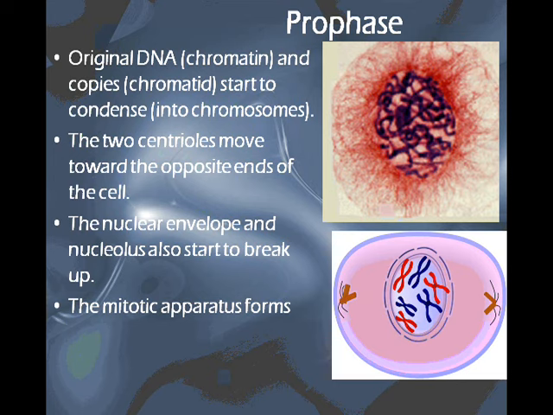During prophase, the original DNA, which is the chromatin, copy and is already copied, that's the chromatid, starts to condense into chromosomes. So throughout interphase, it's in the loose form or its chromatin form, and then in prophase, it condenses into chromosomes. At this stage, we also see the centrioles move toward the opposite poles of the cell. Those are the churro-looking bits right there. The nuclear envelope starts to break down, which is why it's shown as a dotted line in the illustration, and the mitotic apparatus forms. That's the spindle fibers.